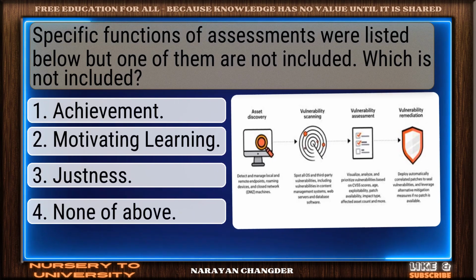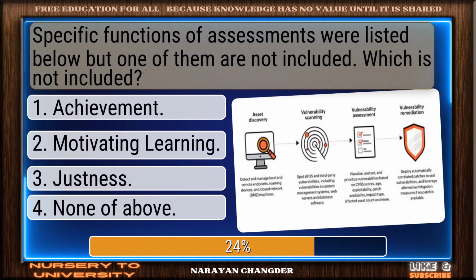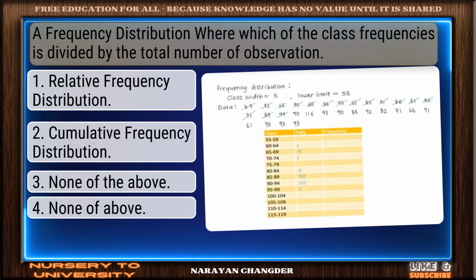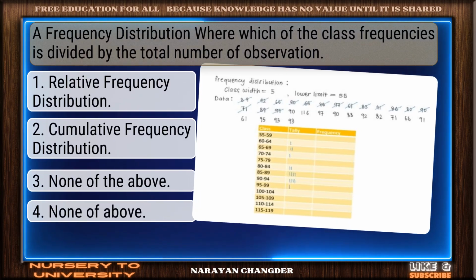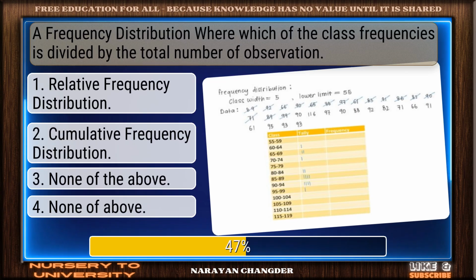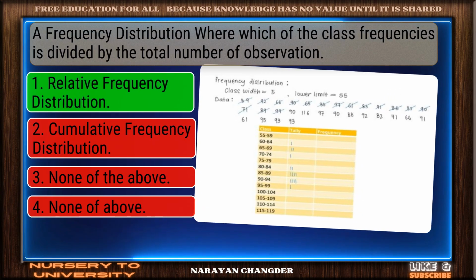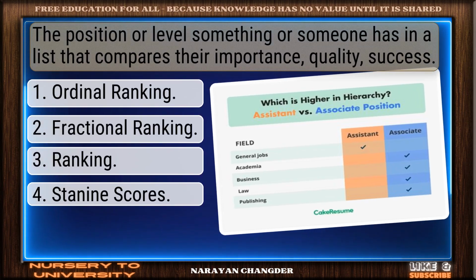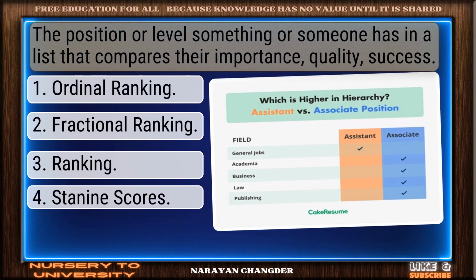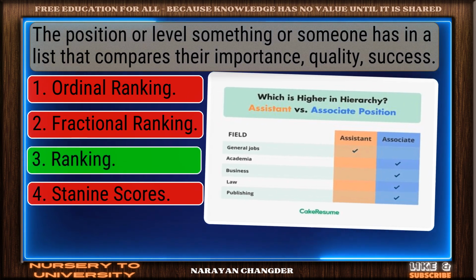Specific functions of assessments were listed below, but one of them is not included. Which is not included? Bravo. Justness is the answer. A frequency distribution where each of the class frequencies is divided by the total number of observations. On track. Relative frequency distribution is the correct answer. The position or level something or someone has in a list that compares their importance, quality, success. You got it. Your choice, ranking, is right.